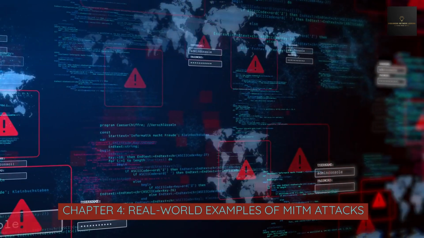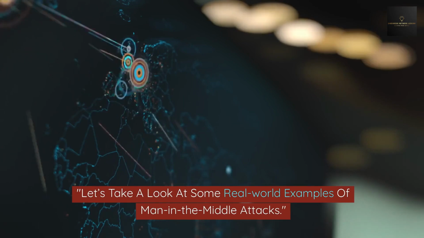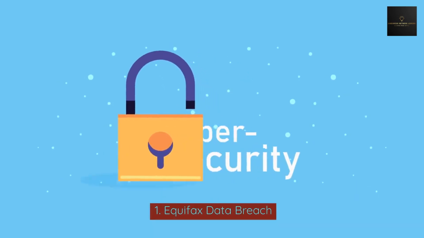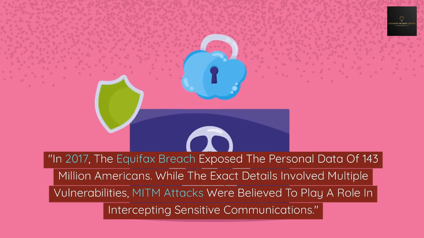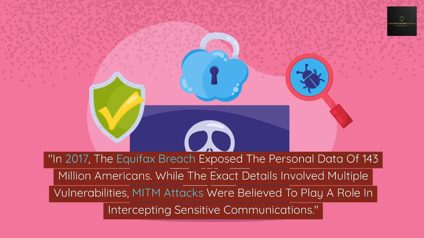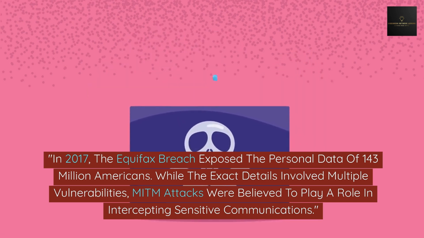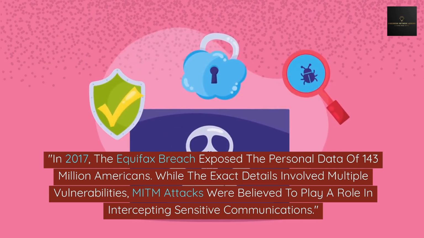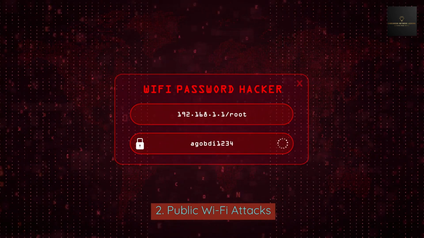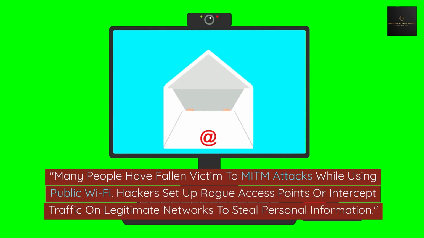Chapter 4. Real-world examples of MITM attacks. Let's take a look at some real-world examples of man-in-the-middle attacks. 1. Equifax data breach. In 2017, the Equifax breach exposed the personal data of 143 million Americans. While the exact details involved multiple vulnerabilities, MITM attacks were believed to play a role in intercepting sensitive communications. 2. Public Wi-Fi attacks. Many people have fallen victim to MITM attacks while using public Wi-Fi. Hackers set up rogue access points or intercept traffic on legitimate networks to steal personal information.